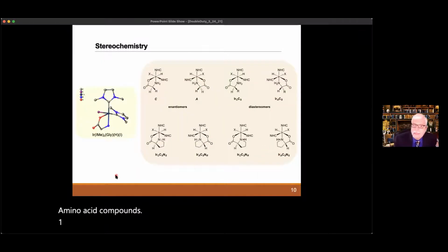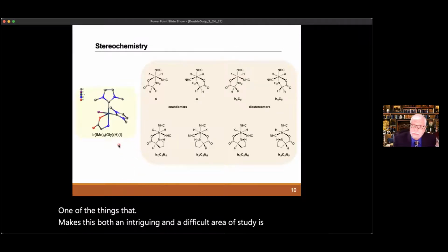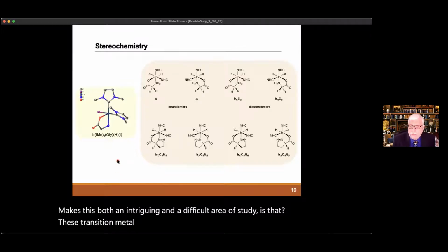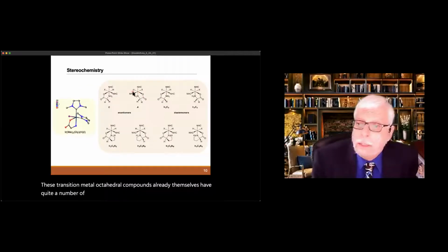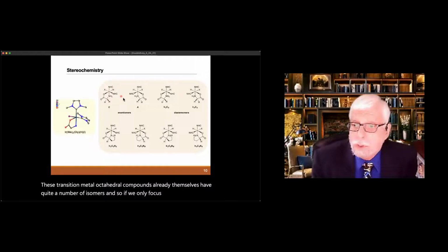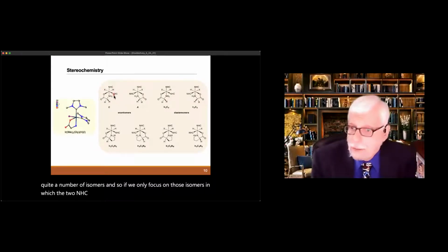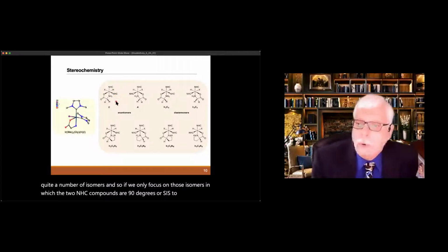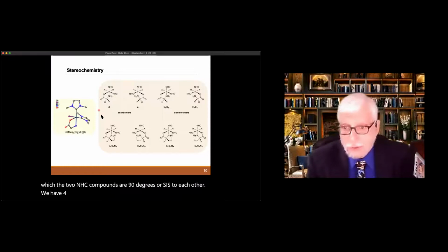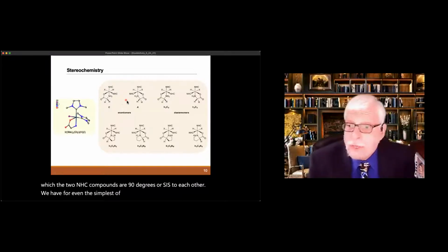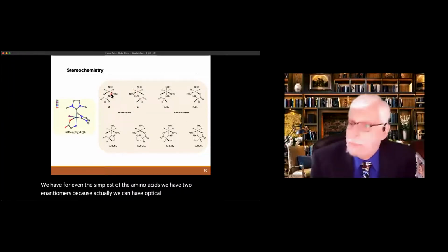One of the things that makes this both an intriguing and a difficult area of study is that these transition metal octahedral compounds already themselves have quite a number of isomers. And so if we only focus on those isomers in which the two NHC compounds are 90 degrees or cis to each other, we have, for even the simplest of the amino acids, two enantiomers, because we can have optical activity at the metal center.